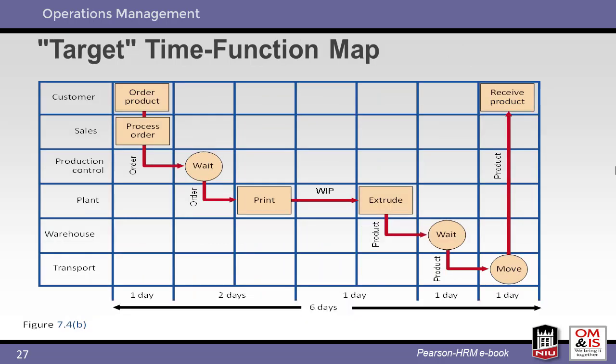This new map shows the revised process map once the process has been improved. Graphically, the flow is simpler. 2 wait steps and 1 move step have been eliminated, plus the 2 value-added steps of print and extrude have been combined to a single location. The result is a reduction in the number of swim lanes crossed from 10 to 6, and a total cycle time reduction from 52 days to 6 days. Note that this is achieved without reducing the time available for the value-added processes. Quite an improvement.